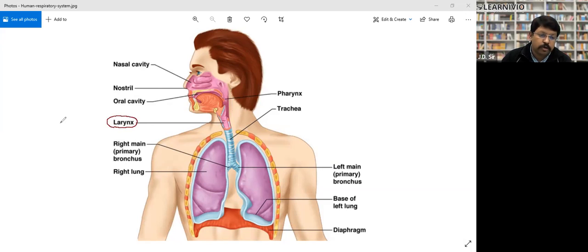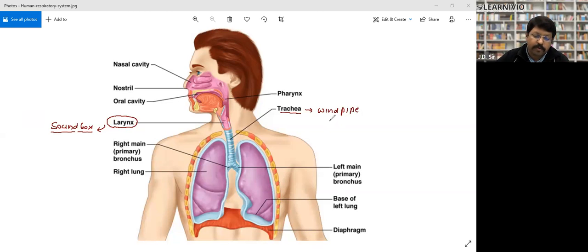The larynx is actually called the sound box. With the help of the larynx, we are able to speak, right? If the larynx is not available, then we won't be able to speak. Below the larynx, there is the trachea. The trachea is called the windpipe or respiratory pipe.